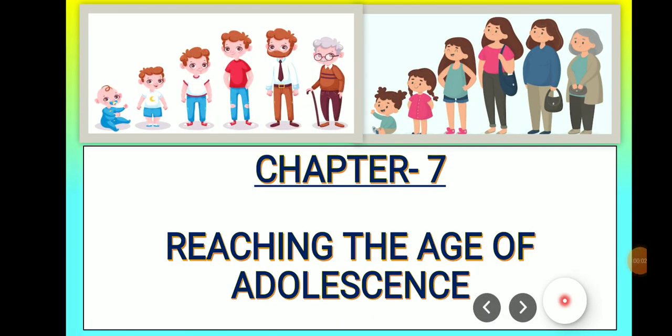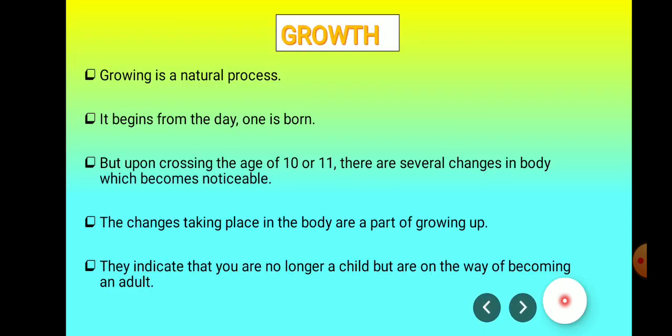Hello everyone. Today we will see Chapter 7 of Science, that is Reaching the Age of Adolescence. In this chapter we will see what is adolescence, what is puberty, and what all changes take place during this time period. So let's start.